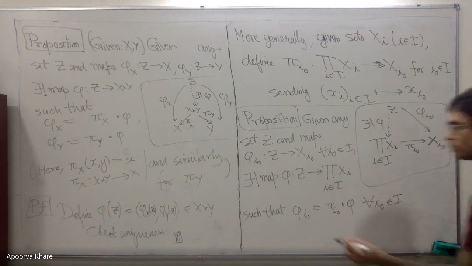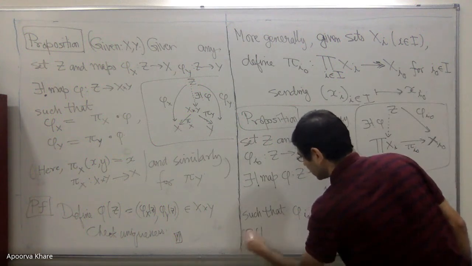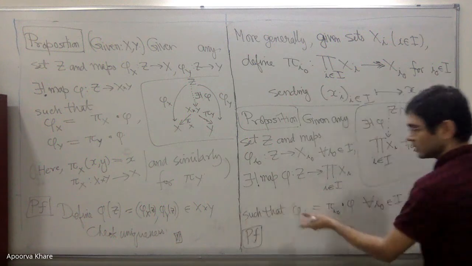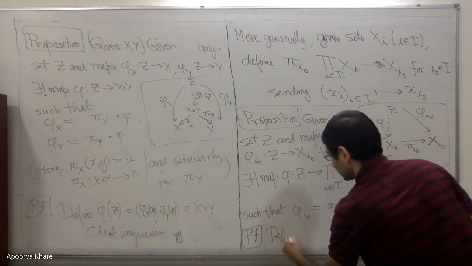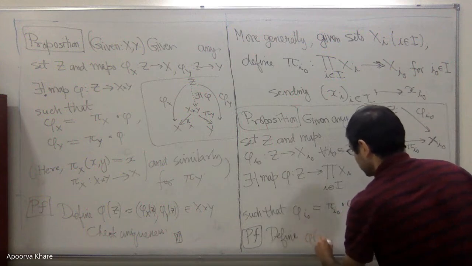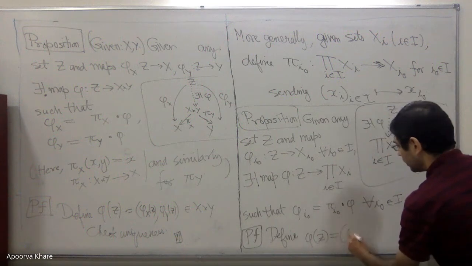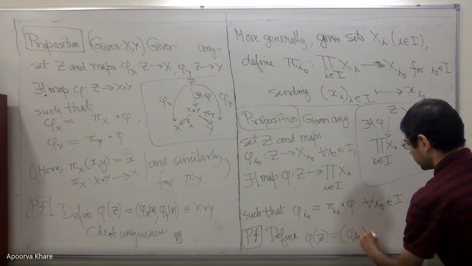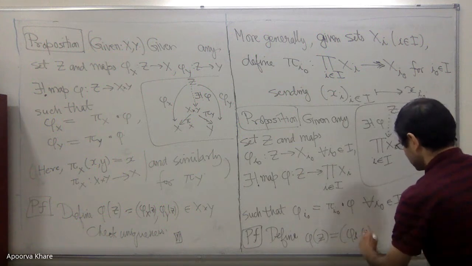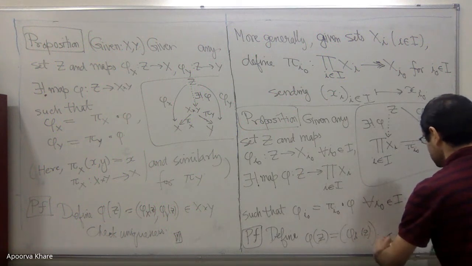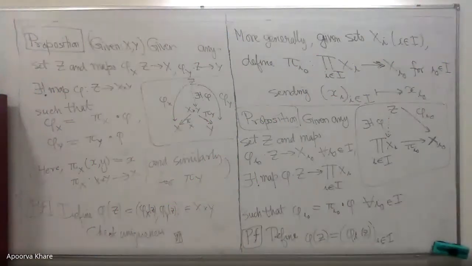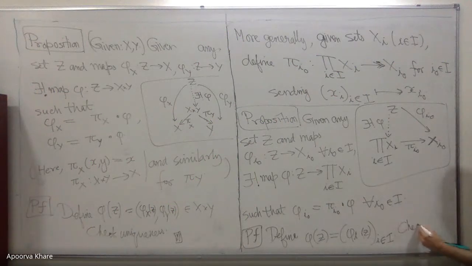And again, the proof for sets is clear. Literally the same thing. Define phi of Z to be the tuple phi_i0 of Z, phi_i of Z, for i in I, and check that it's unique. So exactly the same construction goes through. There is no difference at all.